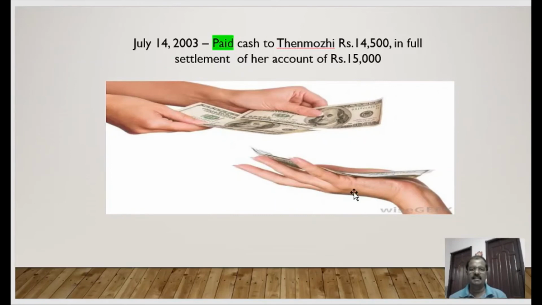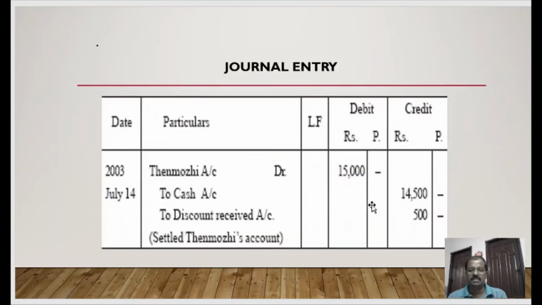This is the example for payment transaction. In this payment involving compound journal entry, how do we pass the journal entry? Let us see. This is a payment of cash to one Mrs. Tenmari for rupees 14,500 in full settlement of her account of rupees 15,000. So debit the receiver, as if that Mrs. Tenmari had received the entire 15,000. We have to debit that.